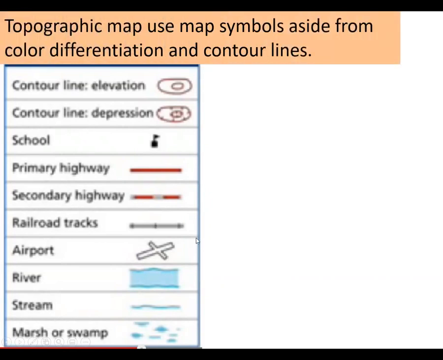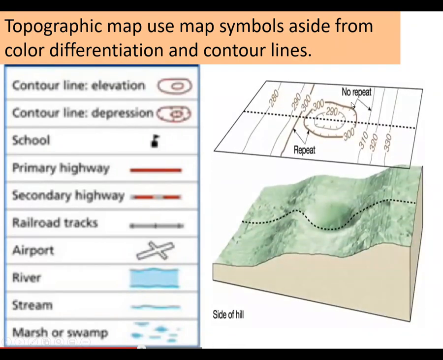Topographic maps may use map symbols aside from color differentiation and contour lines. Do not be confused. Every topographic map has a key. Just look at the key and you will know what those symbols mean. Okay? Now you see these protruding lines from this contour line. This symbol here represents this depression right here. Okay, so the next time that you see symbols like this in a topographic map, remember it refers to depression.